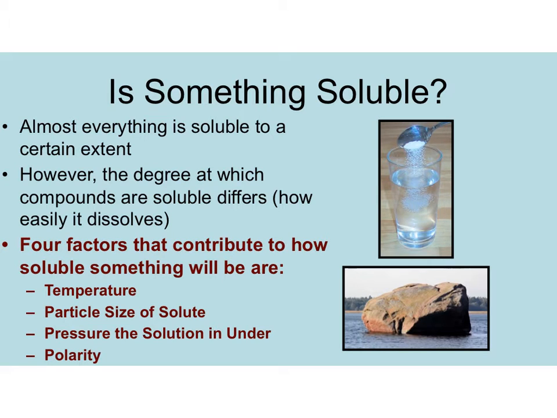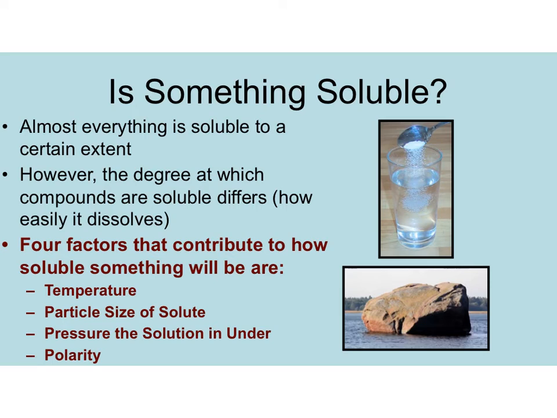When you have water running over dirt, it starts dissolving some of the dirt and creates crevices, and that's what causes the creeks and rivers and lakes that we see. So everything is dissolvable or soluble to a certain extent. It's just that some things are really not soluble, like oil and water, and other things are really soluble. The degree to which compounds are soluble differs, so how easily some things dissolve compared to others.